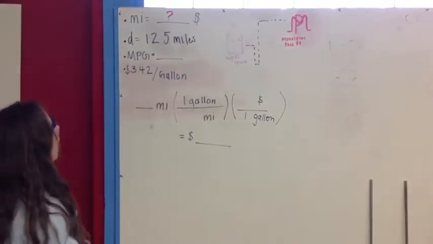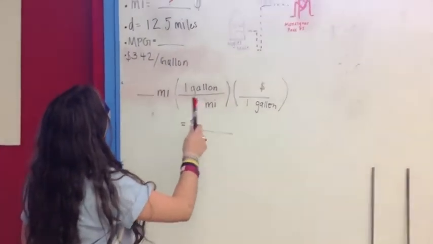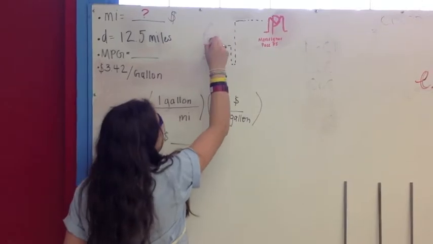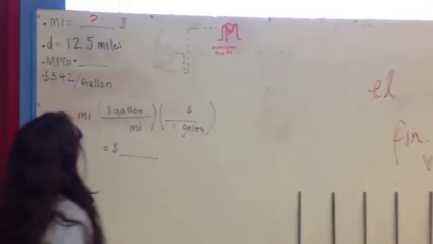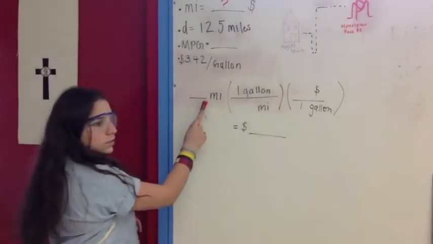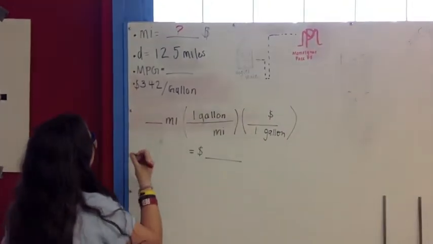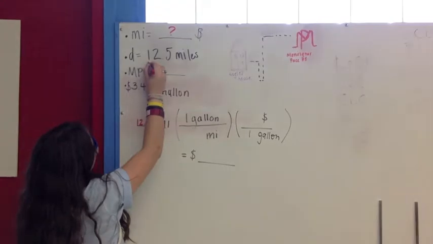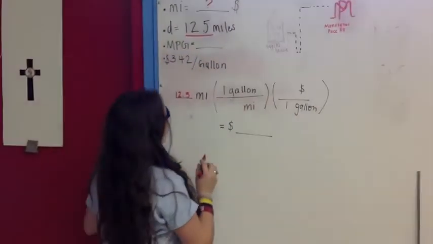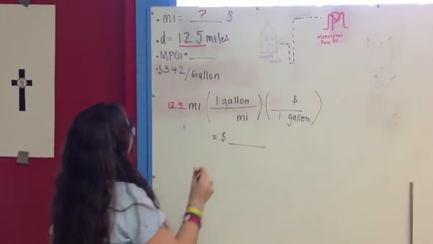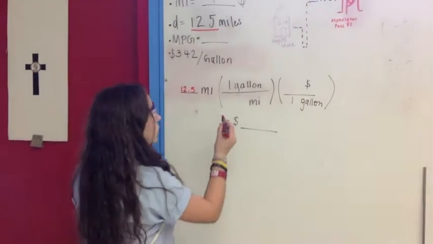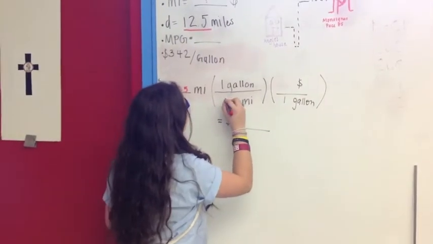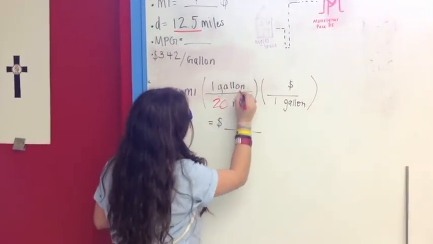We're trying to find how much money it is to go from Angie's house to Monsignor Pace. We're going to start with putting the distance, the amount of miles, here. So you're going to put 12.5, because that's the distance. Then we're going to plug in how many miles per gallon, which for this problem is 20. So it's 20 miles per gallon.